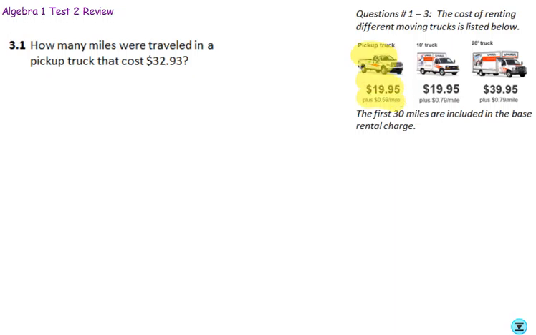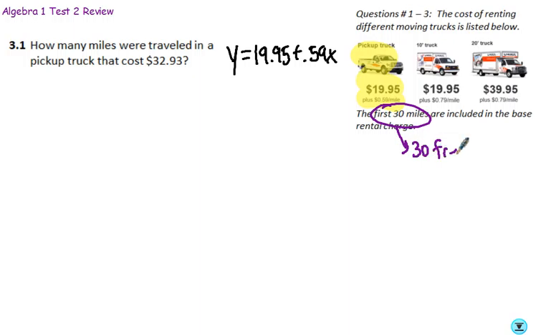is 1995. Again, we'll just go ahead and rewrite the equation we came up with in the first problem. 1995 plus 59 cents per mile. And the thing that's going to come into play here is this first 30 miles. Right? So again, 30 miles are included. Or if you want to think of them as being free, because you're not having to pay extra for them. I mean, you paid for those 30 miles within the base charge for the truck, but not extra.